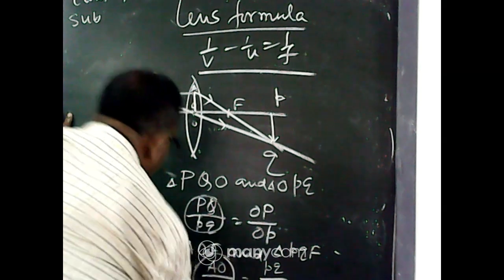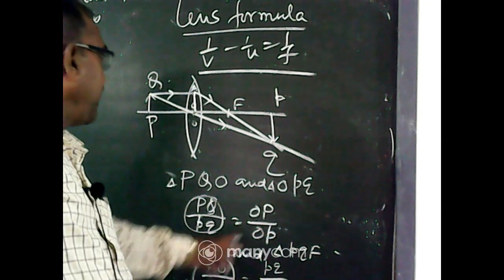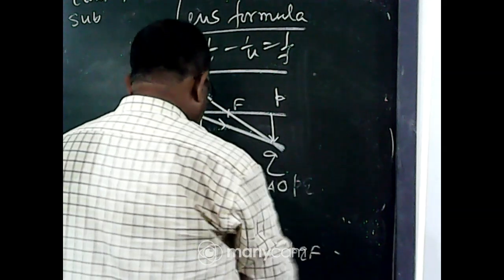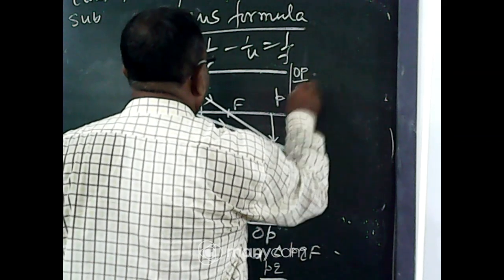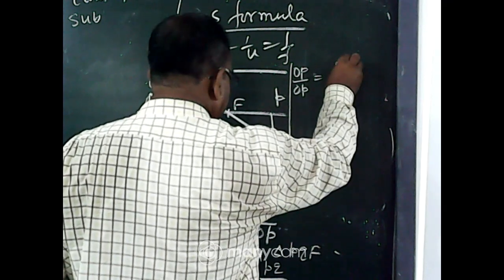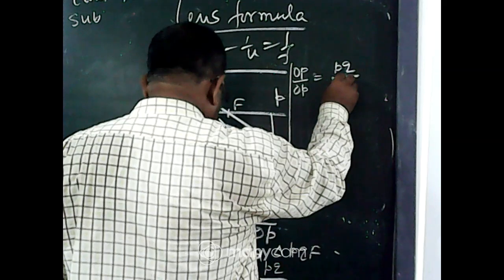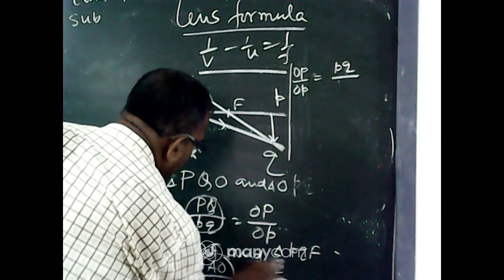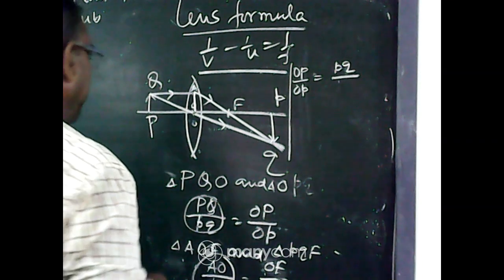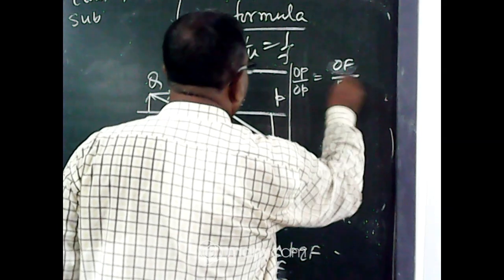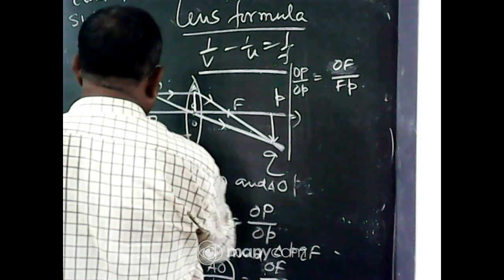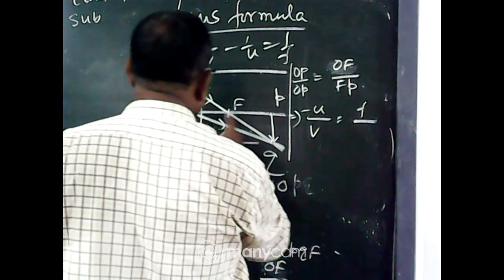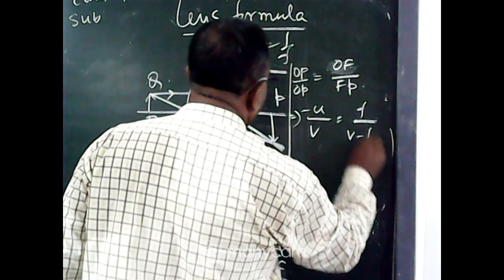This and that are equal. So you can write this and that are equal. You can write it also OP by OP' equal to PF by... AB by PQ equal to OF by FQ. OF by FP'. OP equal to U. OP' equal to V. OF equal to F. P'F equal to V minus F.